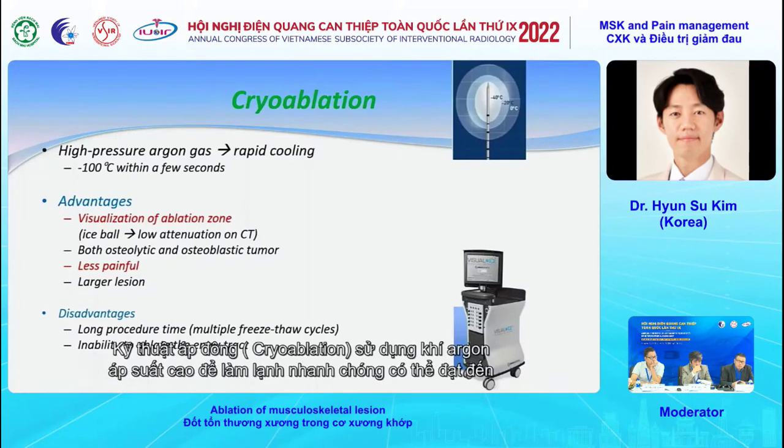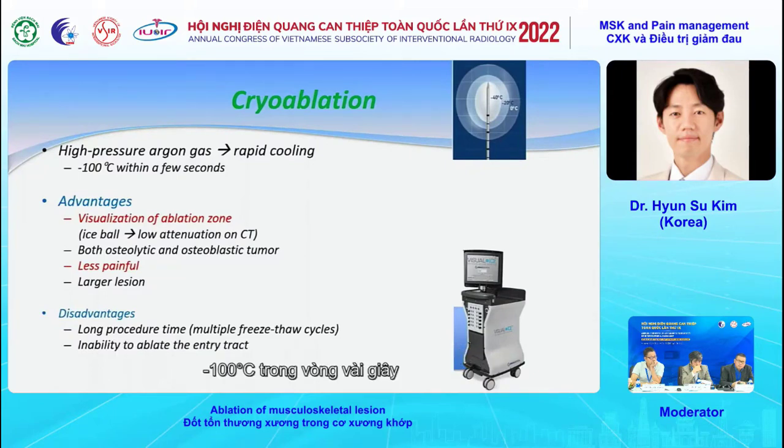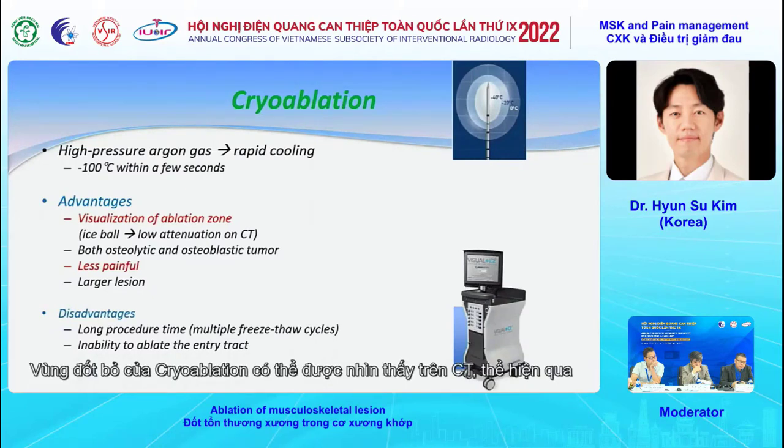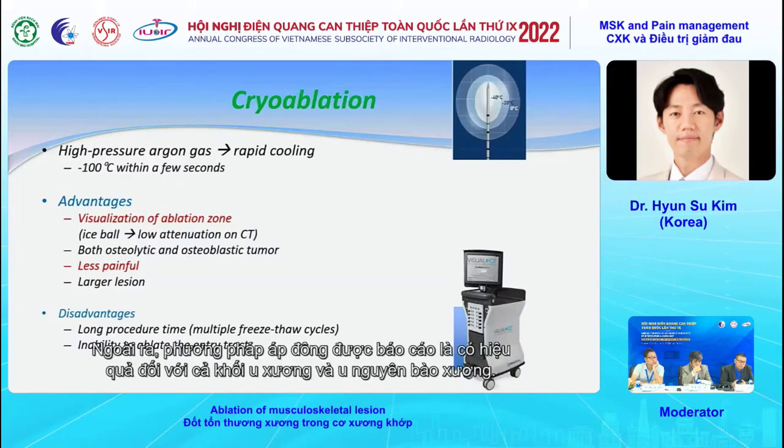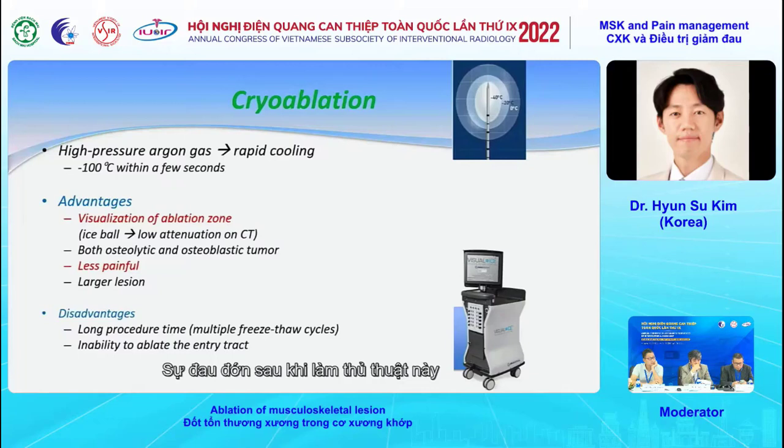Cryoablation utilizes high-pressure argon gas for rapid cooling, which can reach -100 degrees Celsius within a few seconds. There are some advantages of this procedure over RFA. The ablation zone of cryoablation can be visualized on CT, demonstrated as a low attenuated area. Also, cryoablation is reported to be effective for both osteolytic and osteoblastic tumors. Pain after the procedure is reported to be less compared with that of RFA.